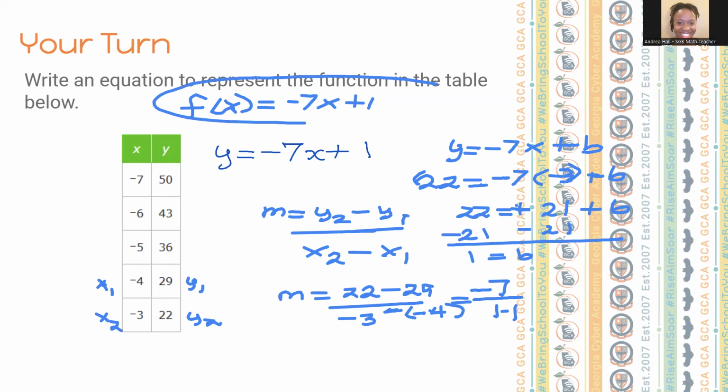So if you wanted to see it by hand, that's cool. But you can use it with your calculator. All right. That is our lesson on function notation. Thanks and have a great day.